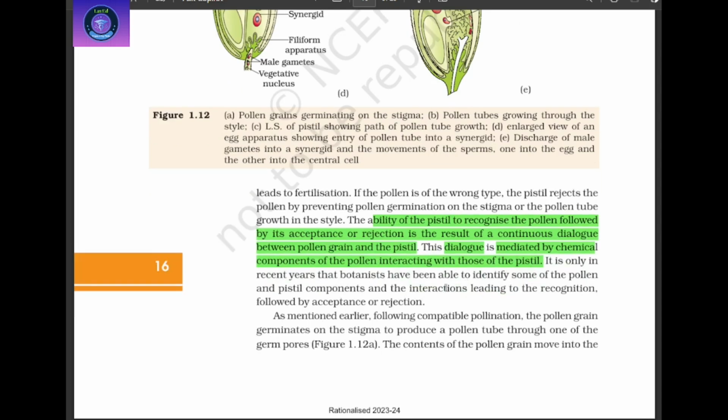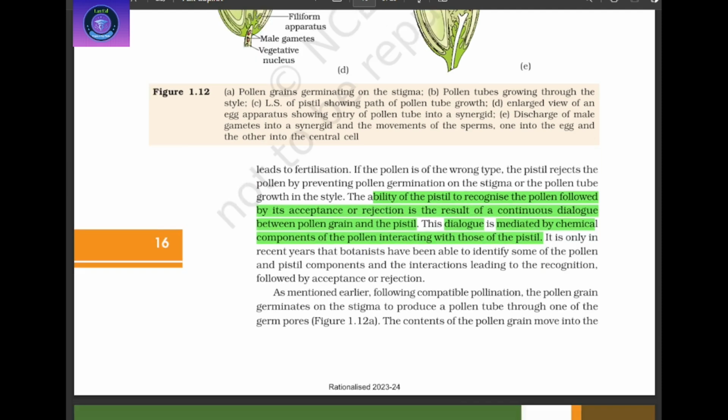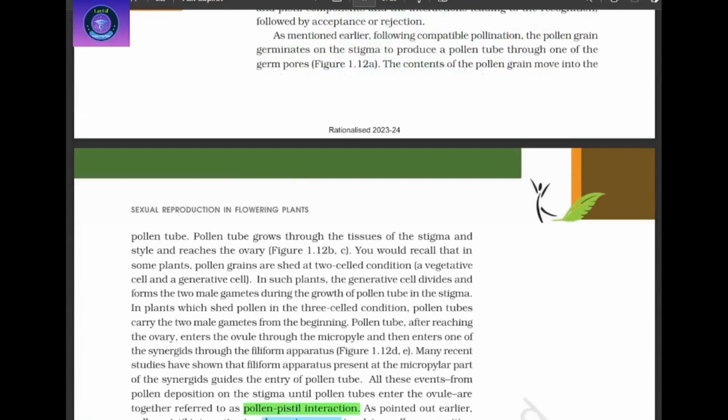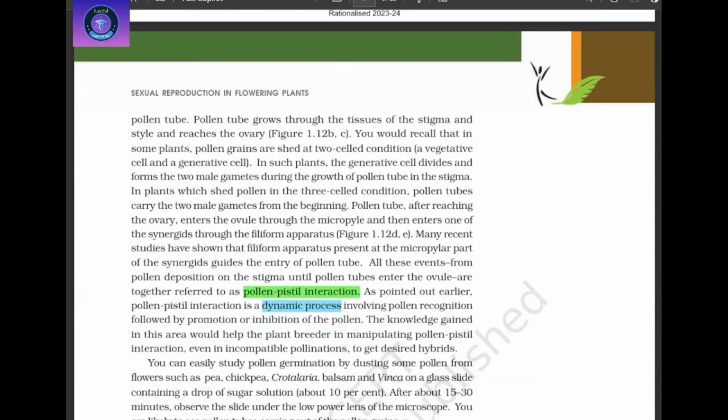It is only in recent years that botanists... As mentioned earlier, following compatible pollination, the pollen grain germinates to produce a pollen tube. I have already told these things. Two-cell stage pollen tube after reaching the ovary. I have already mentioned that earlier.